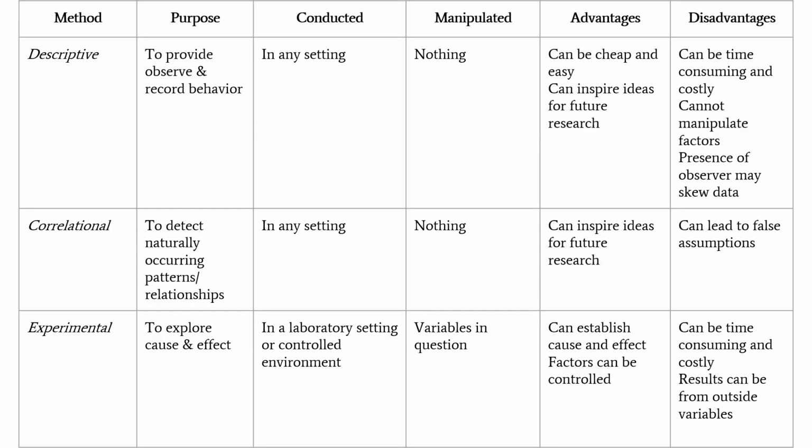So then let's look at the summary chart of some of what we just went over. The descriptive, correlational, and experimental. As we can see, the purpose of descriptive is to provide, observe, and record behavior. Correlational is to detect naturally occurring patterns. And experimental is to explore cause and effect.